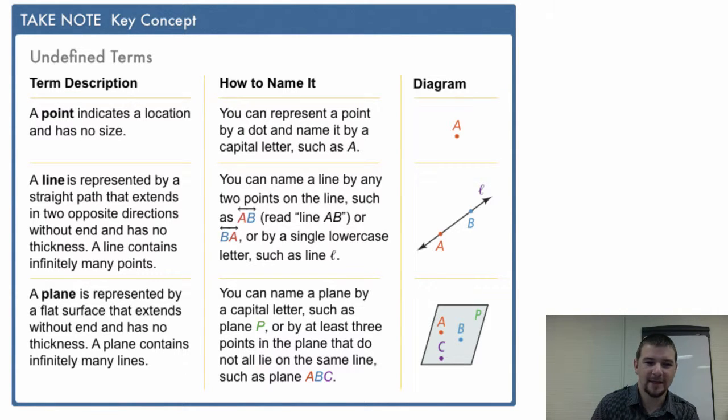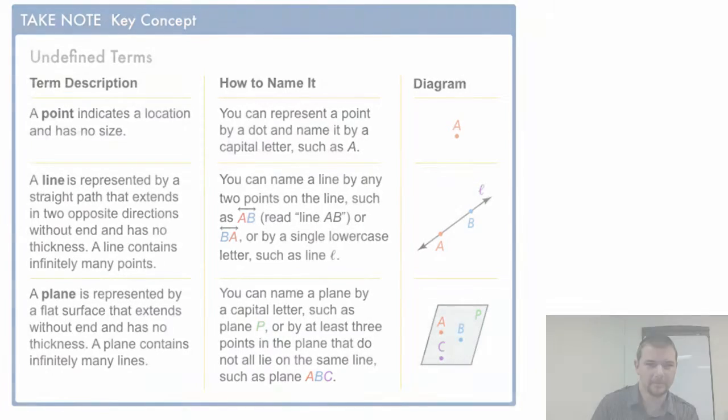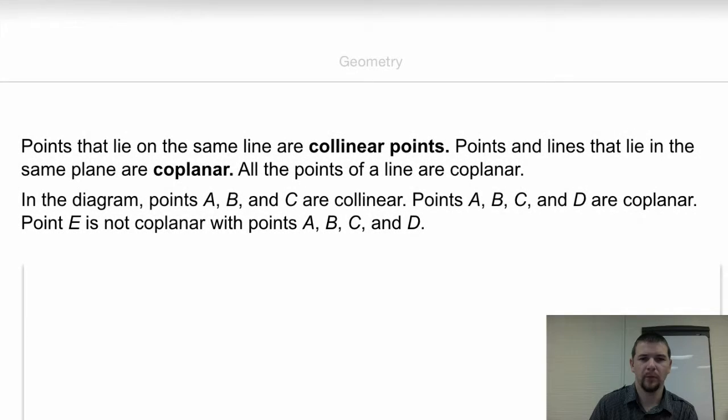Make sure you understand how to name these figures and also how to represent them, or what they may look like in the diagrams at the right. Points that lie on the same line are collinear points. Collinear. Points and lines that lie in the same plane are called coplanar. Coplanar. All of the points of a line are coplanar.